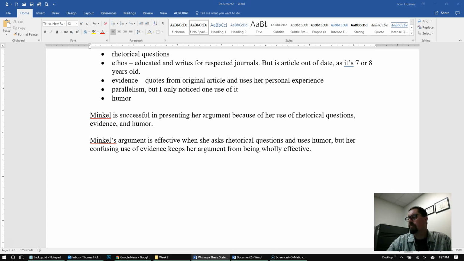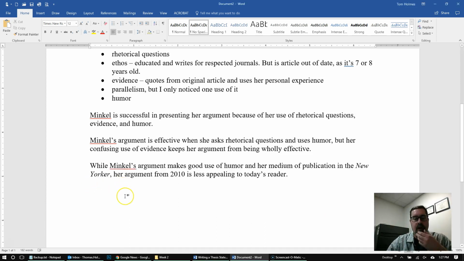Here's another example of what you could do for your thesis statement. While Minkel's argument makes good use of humor and her medium of publication in The New Yorker, her argument from 2010 is less appealing to today's readers. So again, this is kind of similar to this. You're saying her argument is good, or maybe it was good in the day, but now it's out of date.